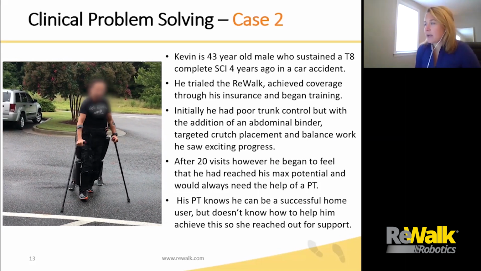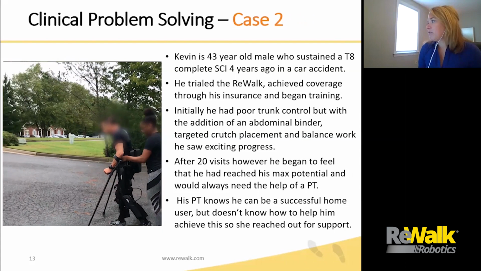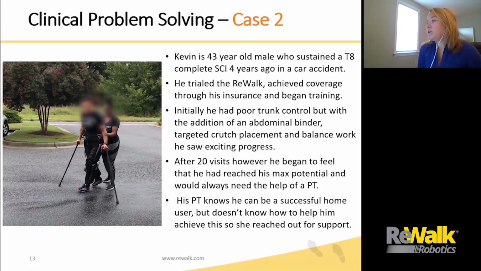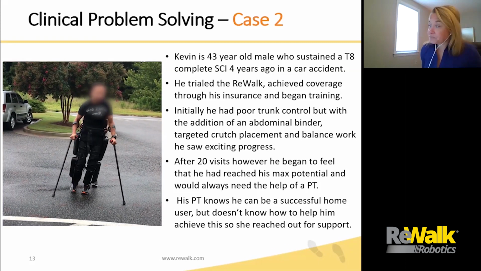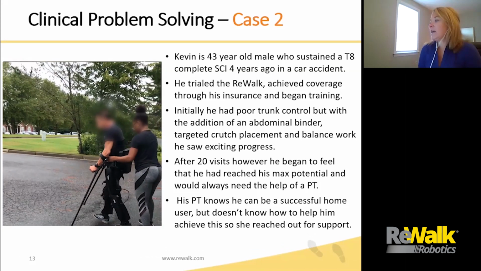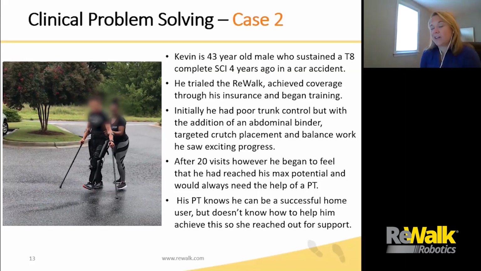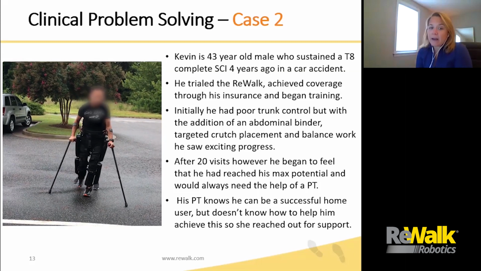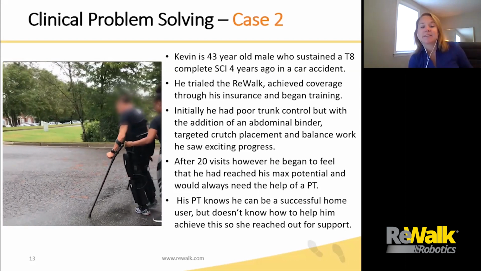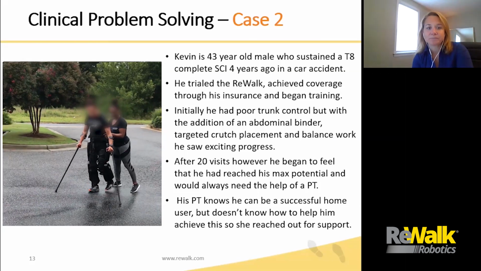He trialed the ReWalk at a private freestanding clinic down in Georgia, achieved coverage through his insurance, and began training. Initially, he had poor trunk control, but with the addition of an abdominal binder, some targeted crutch placement work, and some balance and seated trunk control work, he saw some really exciting progress. After 20 visits, however, he began to feel that he had sort of reached his max potential and that he would always need the help from a PT. His PT, however, knows that he can be successful at home, but just doesn't know how to help him achieve that, and so they reached out for support.